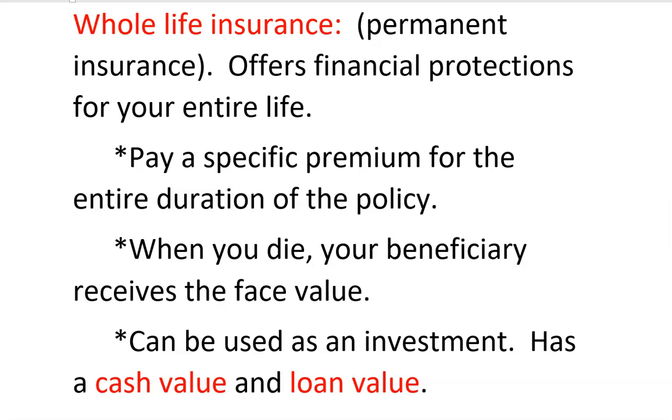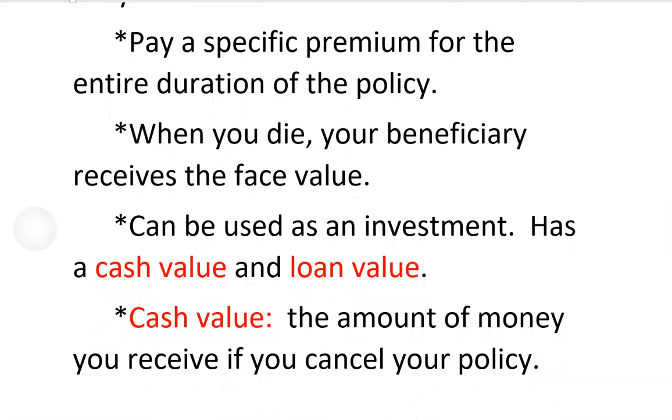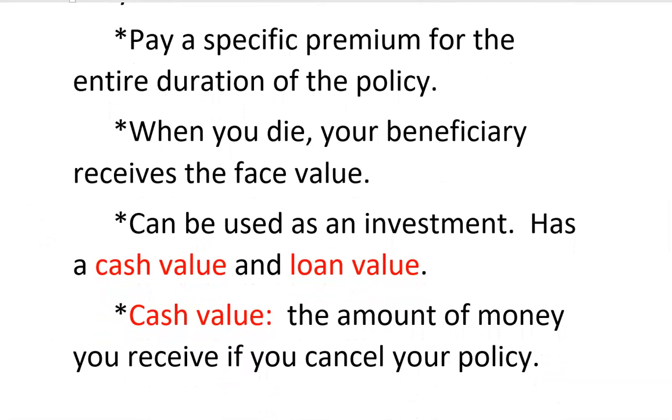You pay a specific premium for the entire duration of the policy. When something happens to you, your beneficiary does receive the face value. It can be used as an investment. The term life insurance policy is just a term life policy. It's nothing else. That's why it's the cheapest form that you have. This one, you can actually use as an investment because it does tag along with it a cash value.